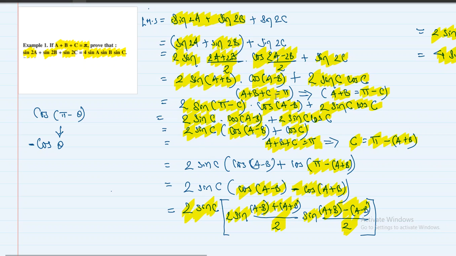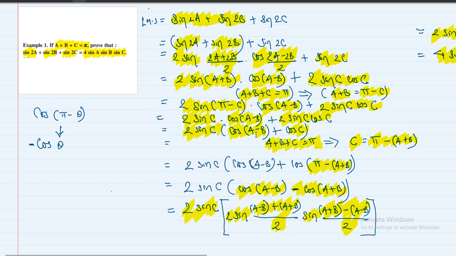So A plus B plus C is pi, which implies that A plus B is equal to pi minus C. So 2 sin (pi minus C) into cos (A minus B) plus 2 sin C cos C we get. So 2 sin C, pi minus C is C, right? Cos (A minus B) plus 2 sin C cos C. Out of these two terms, we take out 2 sin C. So we get cos (A minus B) plus cos C.